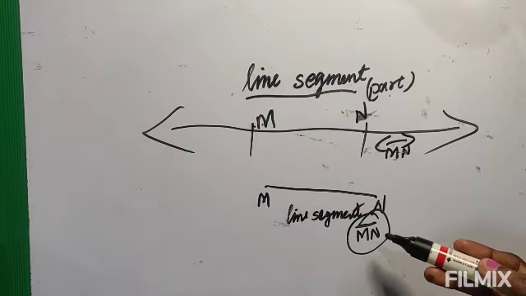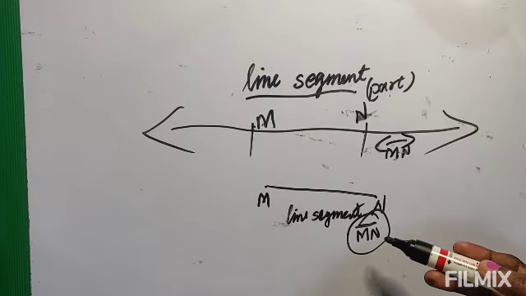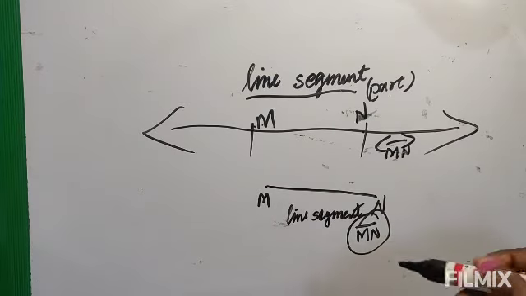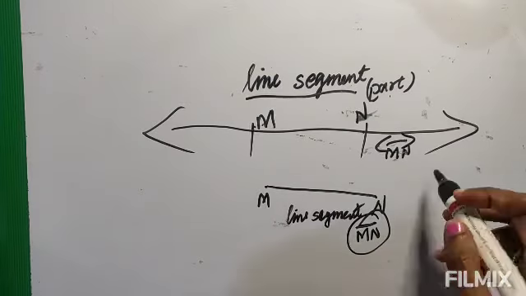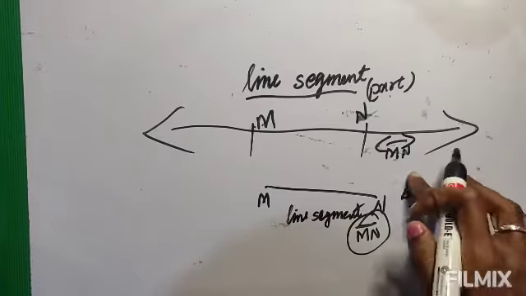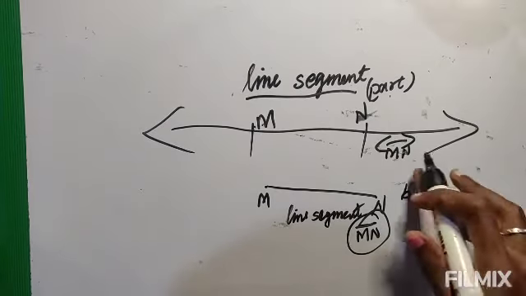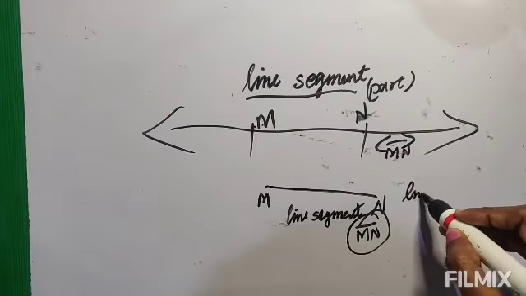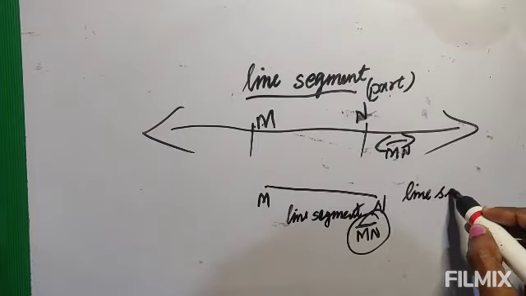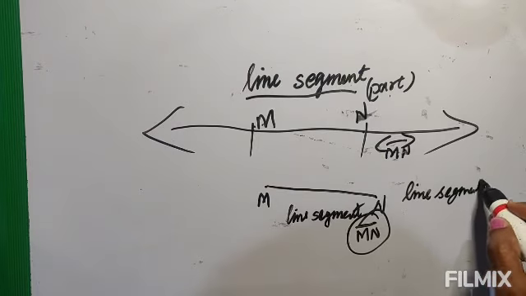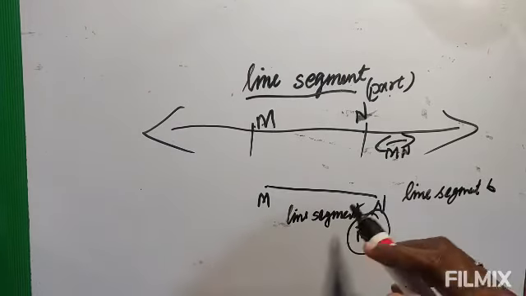And the same way, if you are going to denote the line segment with just a single letter, without points, then you can say line segment B. Just one letter, and on the top there is nothing to show. Okay, that is the way we show.